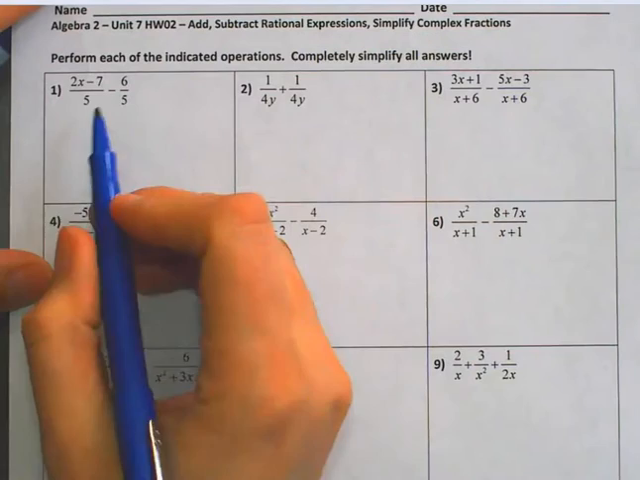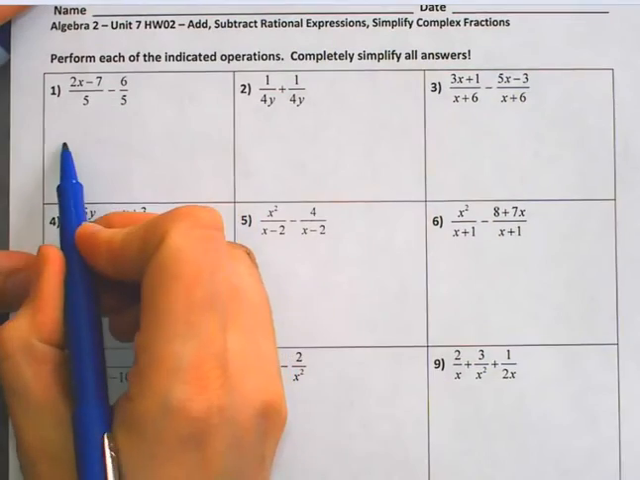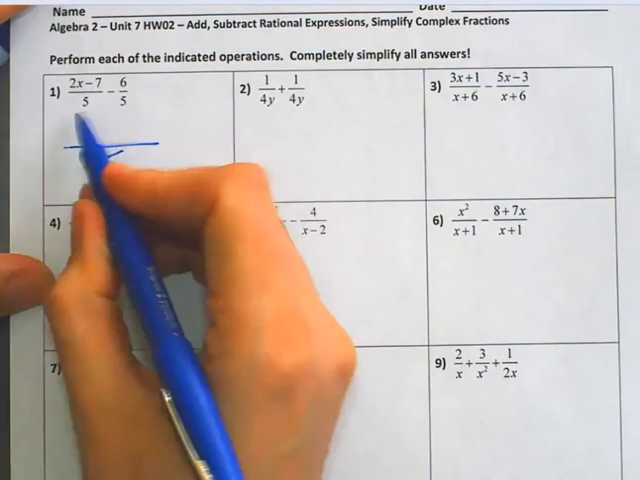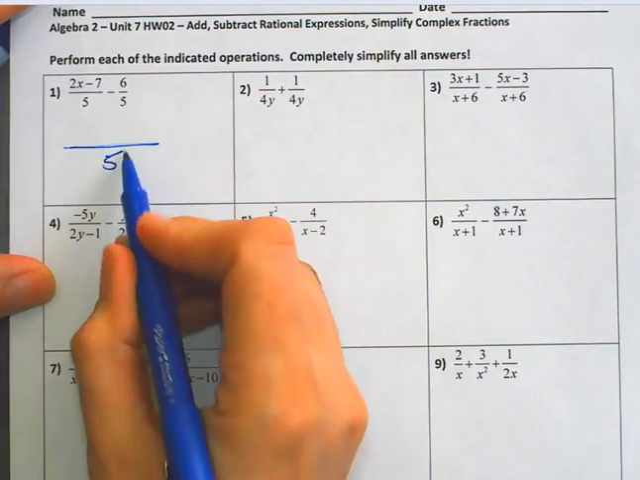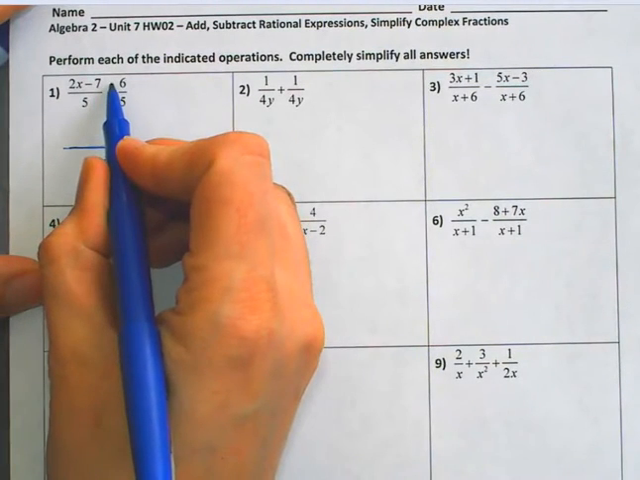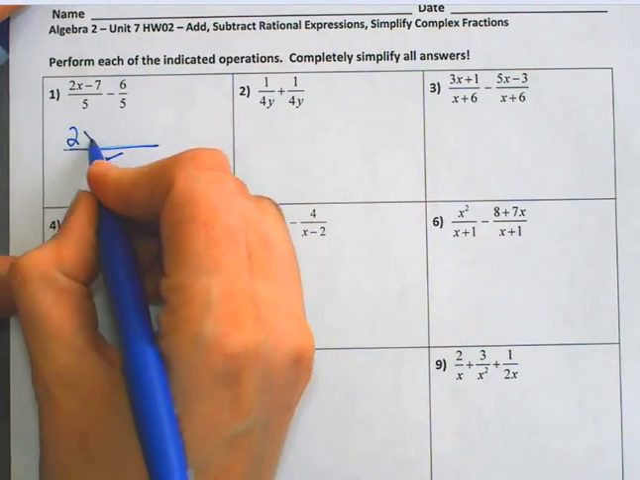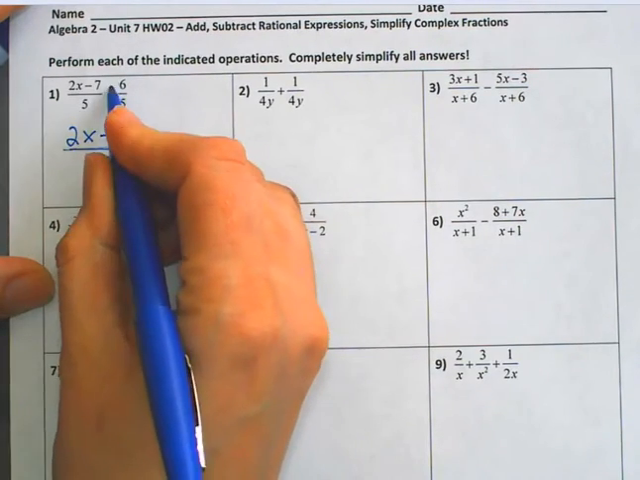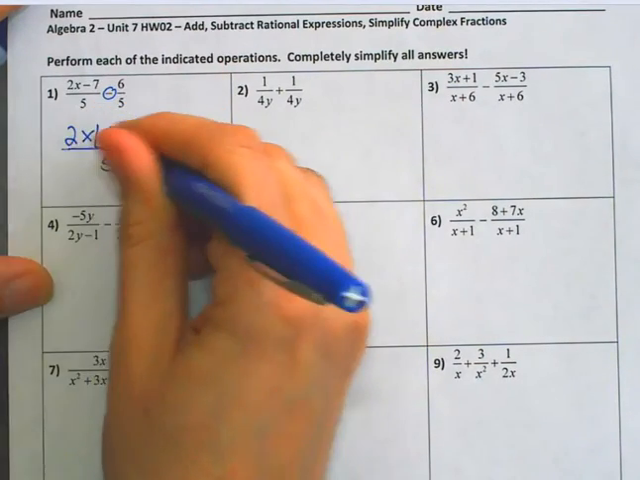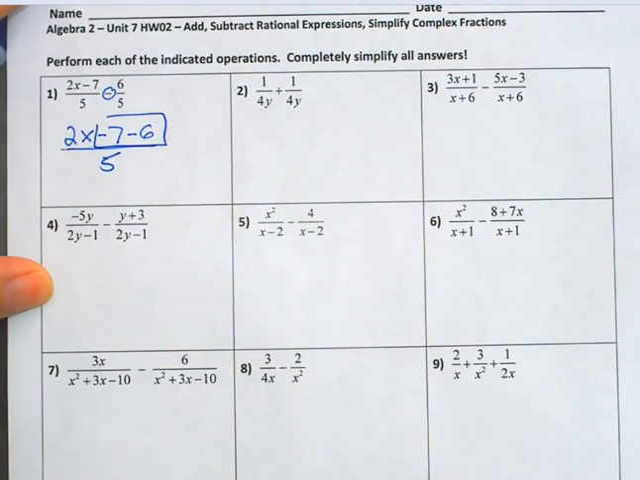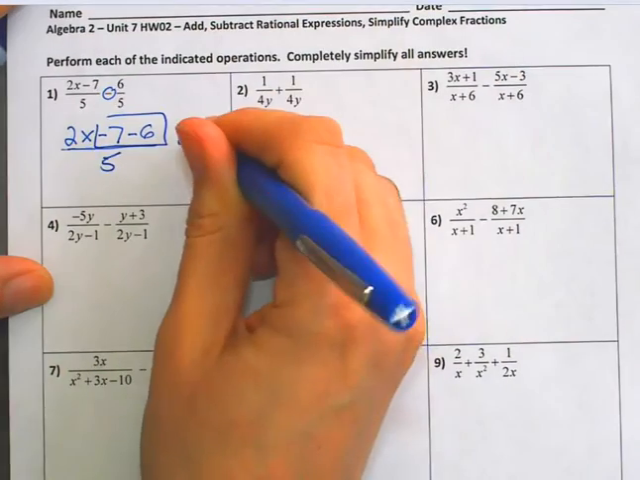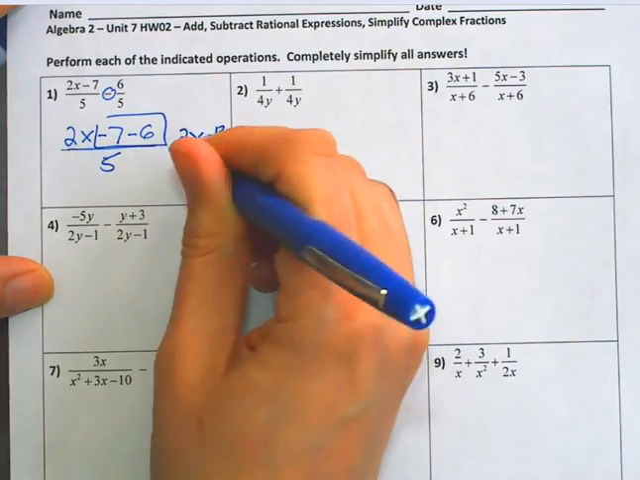Notice here that I have 5 and 5 on the denominator, which means that's going to be my denominator, 5. You don't subtract those, you don't add those, all you do is carry down that denominator here. Now, the operation is performed on the top. So I have 2x minus 7 minus 6. Now you can collect like terms. Negative 7 minus 6. So I have 2x minus 13 over 5.